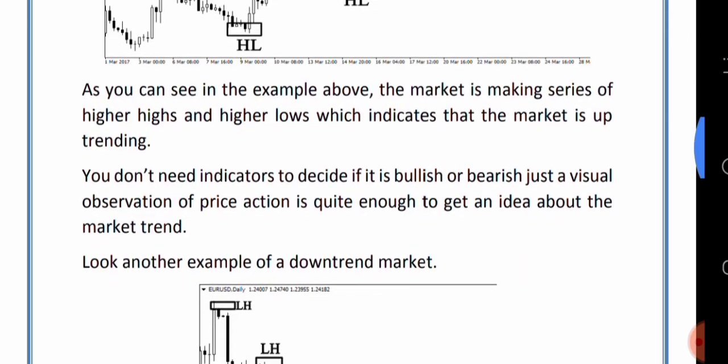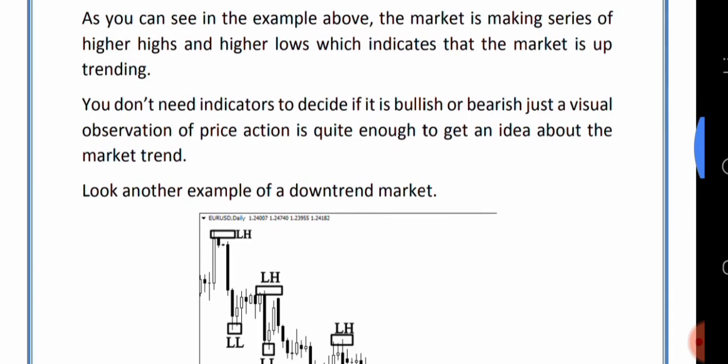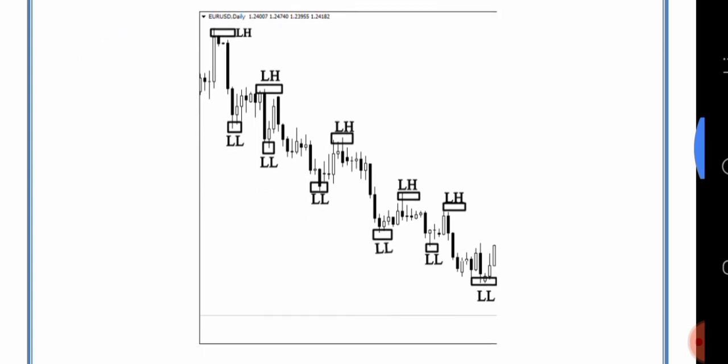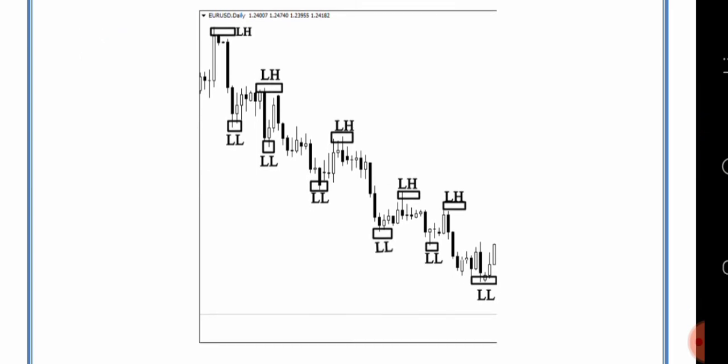So let's move on. Another example here is an example of a downtrend market, and here the market is making a series of lower highs and lower lows. So when you see this, obviously it's a downtrend market or a bearish market, which means that sellers are in control, sellers have the momentum, and we will be wise to look for selling opportunities in this type of market.